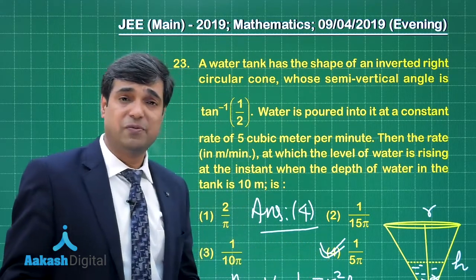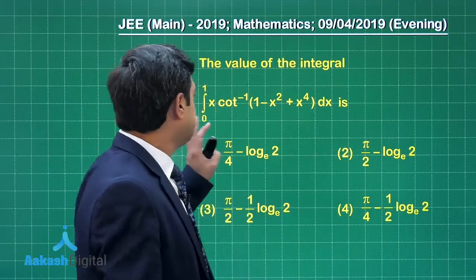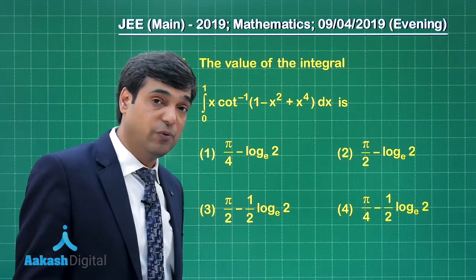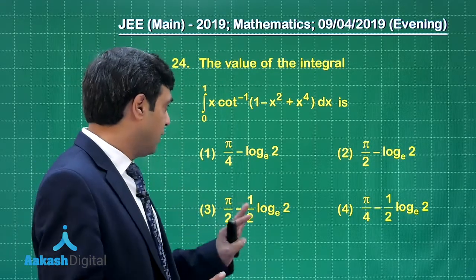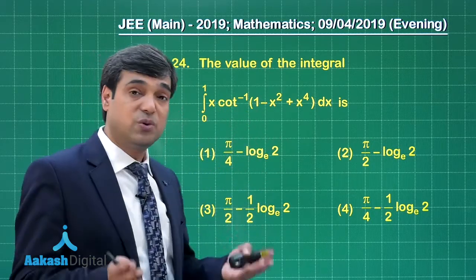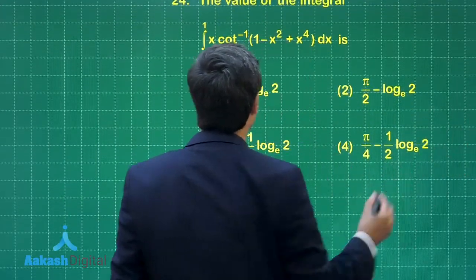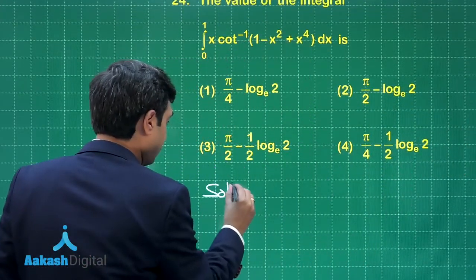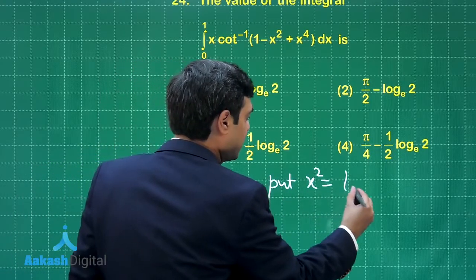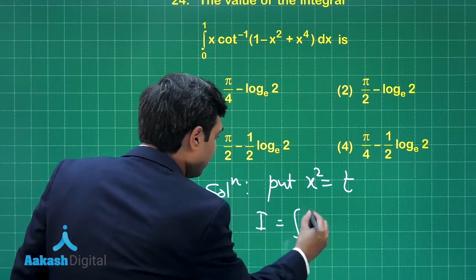Let's move on to the next one, that is question number 24. The value of the integral 0 to 1 x cot inverse of 1 minus x square plus x4 dx. Option 1. You can deal here itself, as you can change this cot inverse to tan inverse and then some integration operation, or what you can do is put x square is equal to t. So the integral becomes 0 to 1.